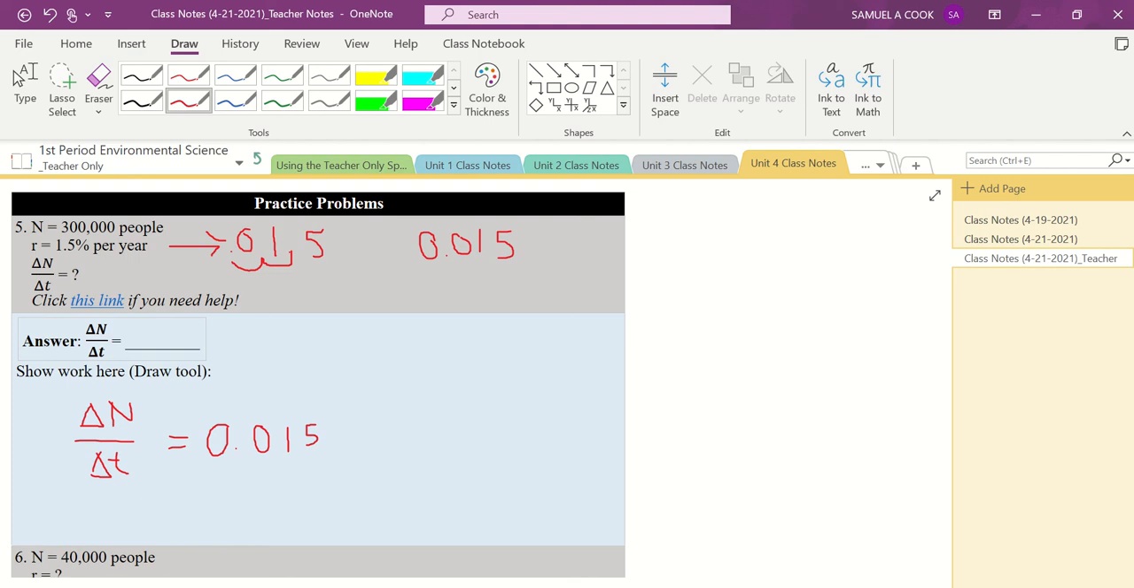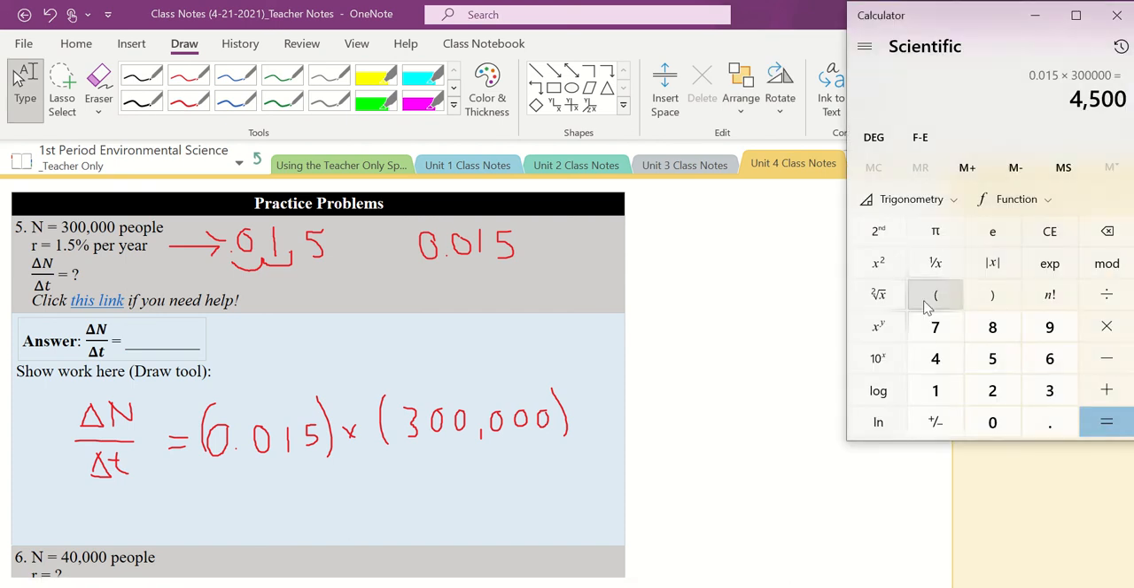All right, so 0.015 times 300,000 people, all right? And that's going to give us our actual growth rate. If we do that, let's use a calculator here real quick. All right, so let's see. We got 0.015 times 300,000. All right, that's going to give us 4,500.